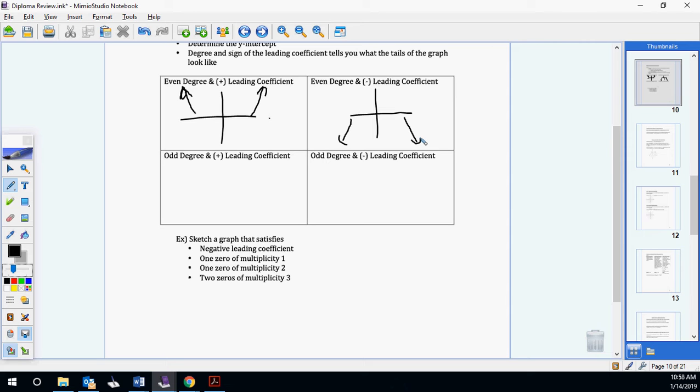Odd degree, leading coefficient positive. Backwards, other way. Yeah, because odd degree with a positive leading coefficient, the way I think about it, Lauren, is that negative numbers to the odd power are what? Right, what's negative 2 to the cubed? Negative 8, so it's still down here. See what I'm saying? And then it finishes here.